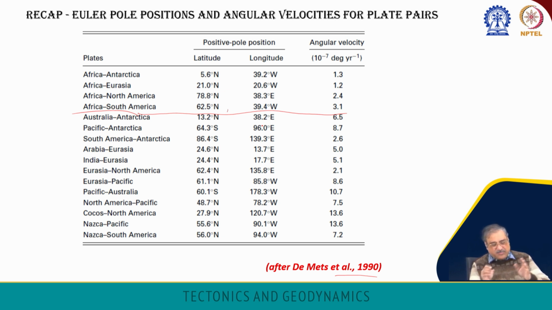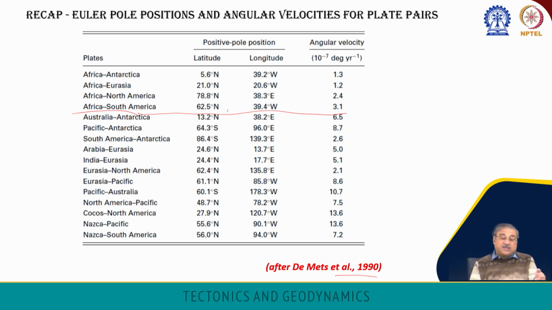Now these estimates vary from time to time, but nevertheless it means that we can calculate the positions of the Euler poles of rotation and the angular velocities for all pairs of plates that we know of. The advantage of this is that, knowing this, we can calculate the motion of any point on a plate boundary between any of these two plates.